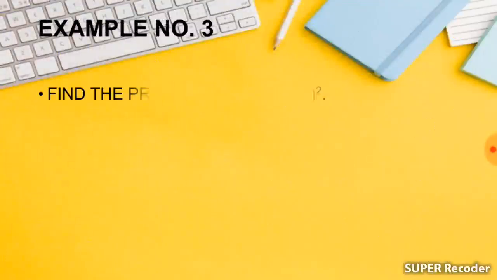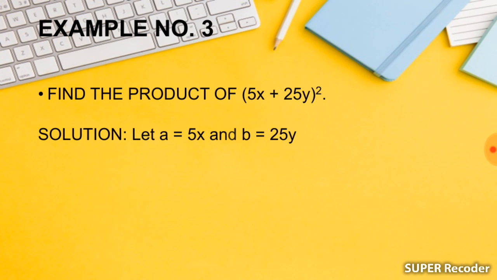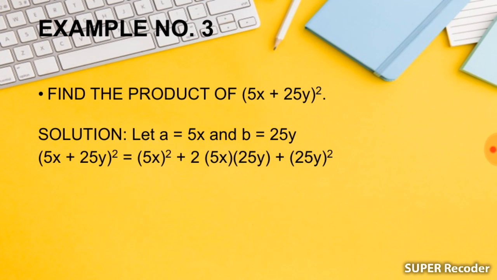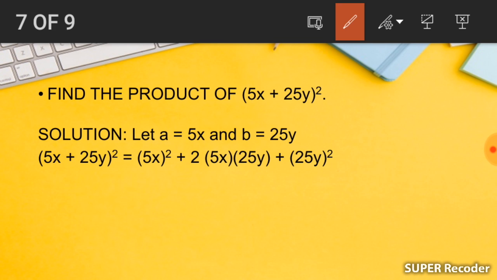For our third example, we're going to find the product of (5x plus 25y) squared. The same procedure that we did during our second example. We're going to assume that a is equal to 5x and b is equal to 25y. If we apply the formula, that will become 5x squared plus twice the product of the first and the last term, and of course the square of the last term.